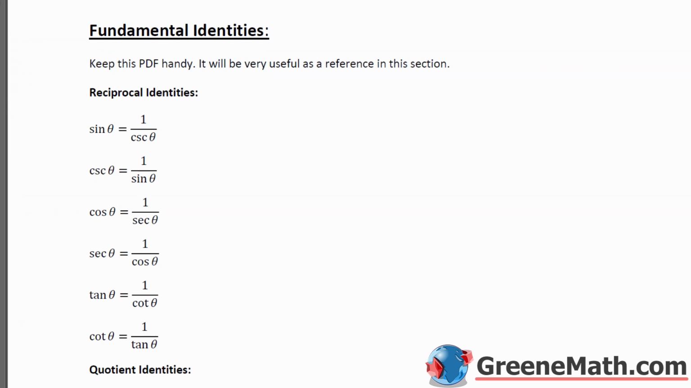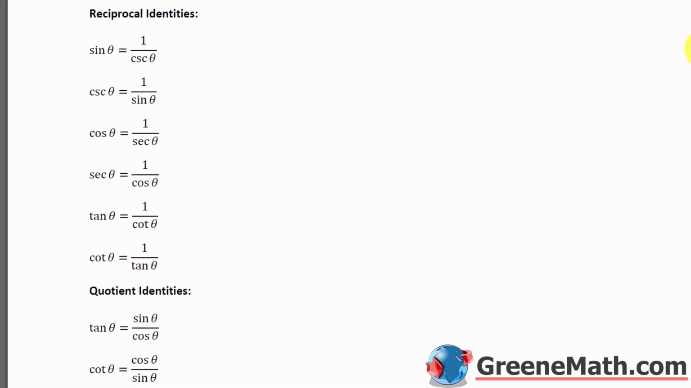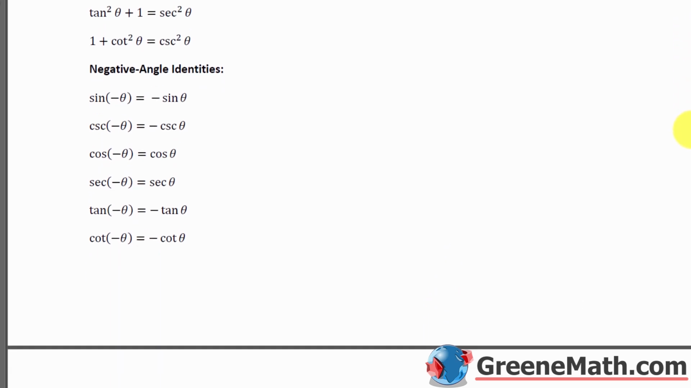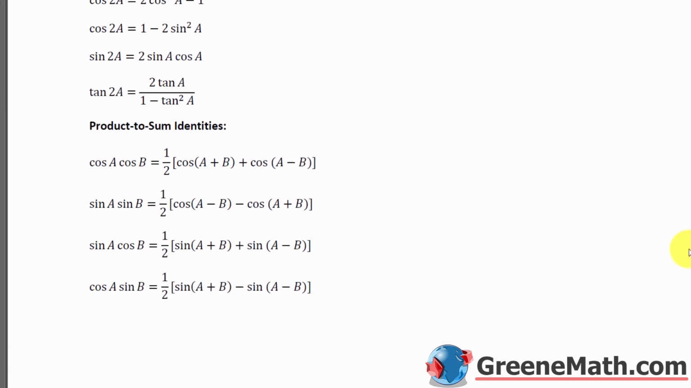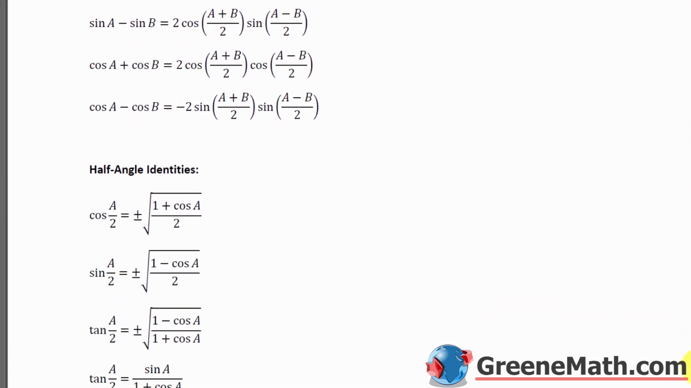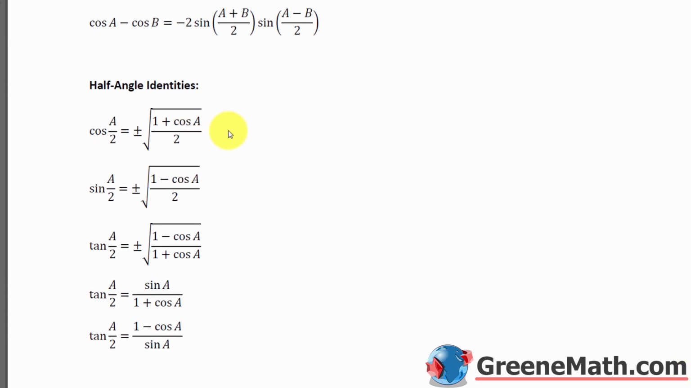So let me quickly go back to our handout. We have all of our trigonometric identities listed here. These are the ones we've already talked about. Let me just keep scrolling down here. We're going to come all the way down to where we have these half angle identities.